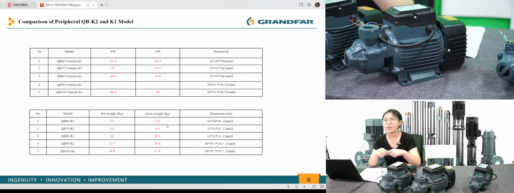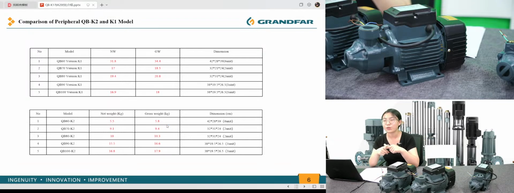We can see roughly that the dimensions are the same, as we use the same package for these two kinds of products. But the difference, as I marked in the picture, can be seen in the net weight and the gross weight. As we can see, the new product's gross weight and net weight are reduced. So what can this result in?